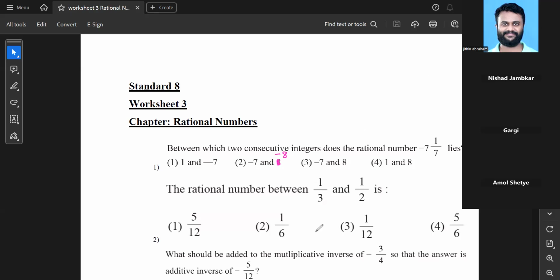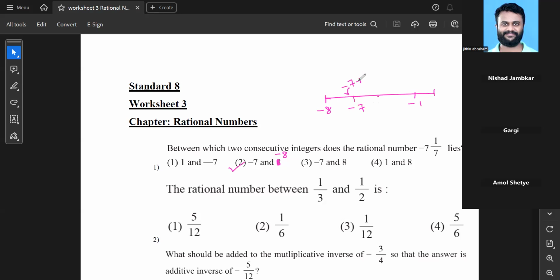Okay, so I've got many answers in the chat box, and all of them are correct. So yes, this was a very simple problem. So my dear children, the answer is between -7 and -8. How? I'll tell you. 7 and 1/7 means something greater than 7. In the negative side of the number line, this becomes -1, -2, -3, and here comes -7, and here comes -8. So after -7, 7.1, 7.2, all the numbers are between -7 and -8.